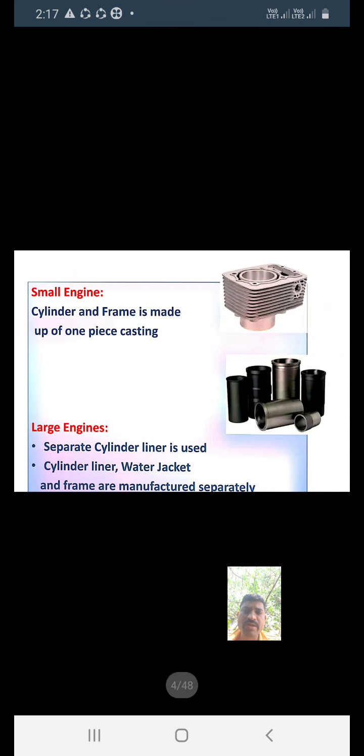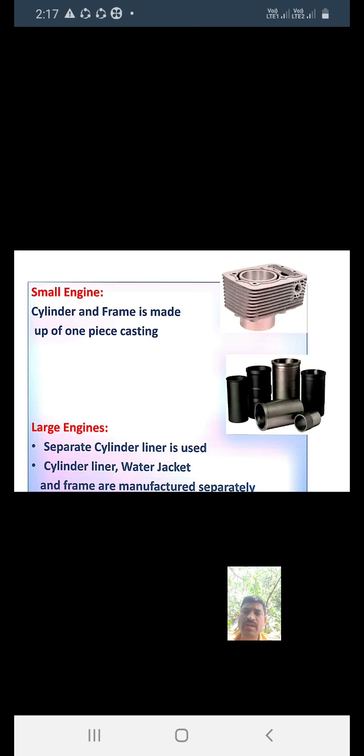This is the small engine and large engine. Here a separate cylinder liner is used. The cylinder liner with water jacket and frame are manufactured separately in the large engine. Remember the difference between the small engine and large engine. The separate cylinder liners offer a number of advantages. First, the liner can be easily replaced and wear and tear is less.